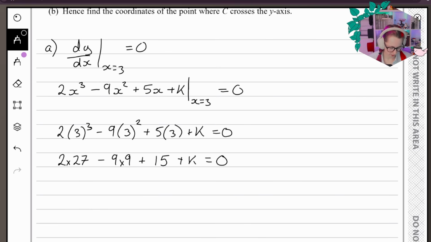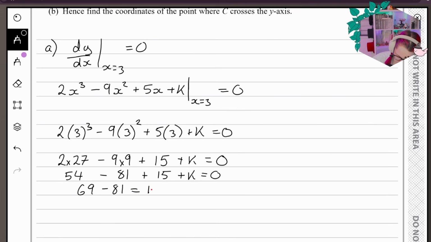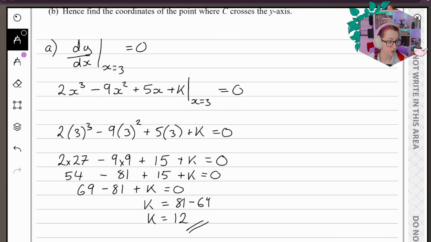So 2 times 27 is 54. So that's 54 minus 81 plus 15 plus k is equal to 0. 54 plus 15 is going to be 69. 69 minus 81 plus k is equal to 0. Okay, and then I'm going to take it over, so we have k is 81 minus 69, and I'm just going to hope that that number is 12, which it is. So we have shown what we were required to show.